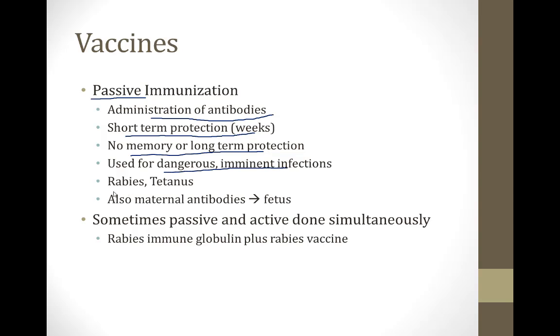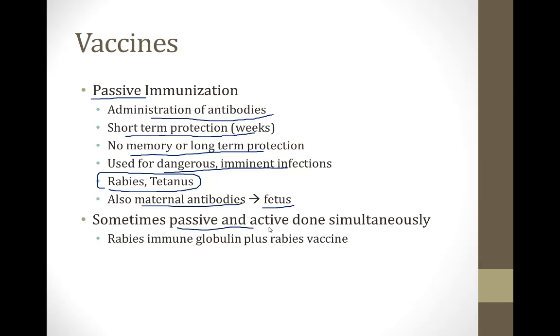So for example, if you think a patient may have rabies or tetanus, these are very dangerous diseases, so you will administer antibodies against either the tetanus toxin or the rabies virus to try and neutralize things before the patient gets sick. Passive immunization is also the way that the mother helps out the fetus. There are maternal antibodies passed on to the fetus, and this is an example of passive immunization of the baby.